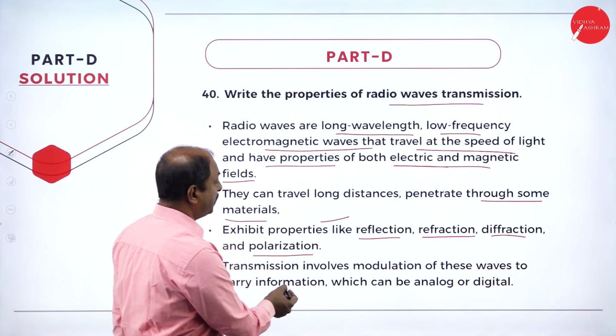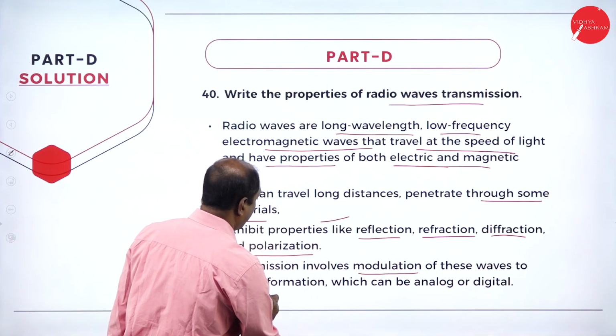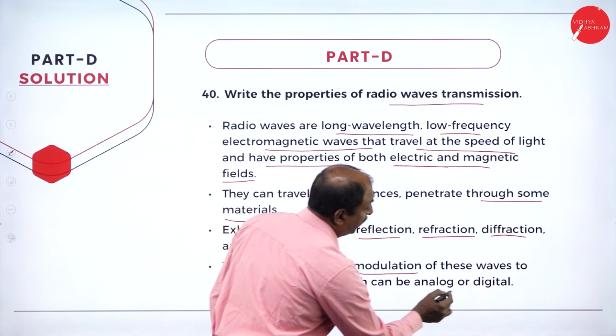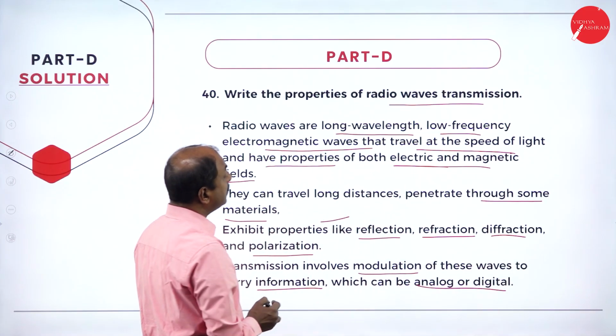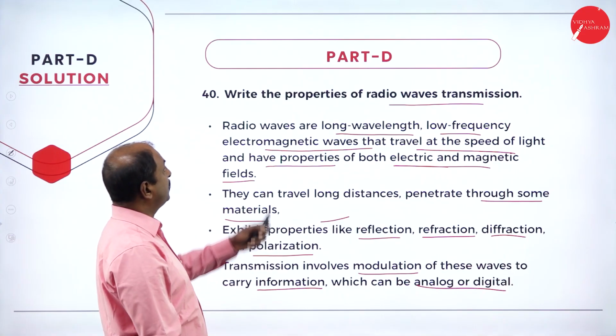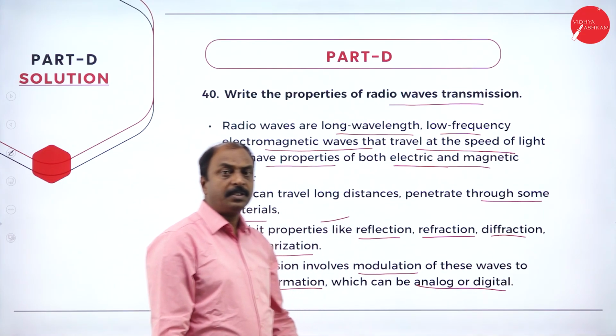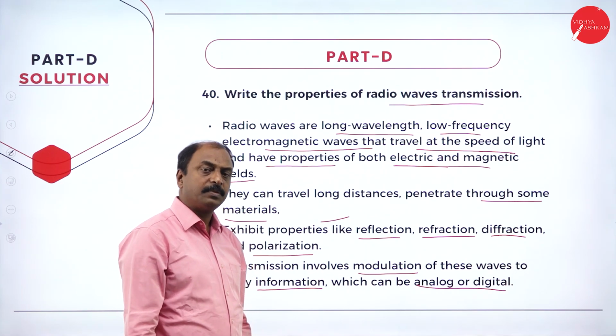Next, transmission involves modulation of these waves to carry information, which can be analog or digital signals, or in the form of different types of signals. See, these are a few properties of radio wave transmission, an unguided medium of transmission.